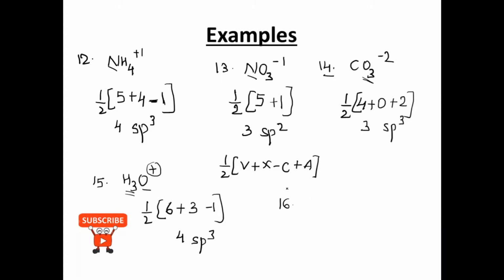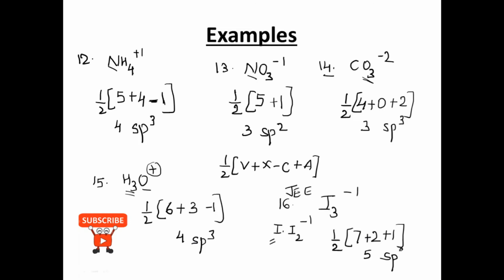Shall we take up one more example? This is one of the examples which has come up in JEE. That is I3 minus 1. Please write it down as I, I2 minus 1. Now it's a simple half. Iodine here is the central atom, so 7 plus number of monovalent atoms 2, charge on an anion is 1, so we have to add it. It comes out to be 10 by 2, 5. So the hybridization is sp3d. This particular question was a little bit tricky, but if you know the trick, you can easily do it.